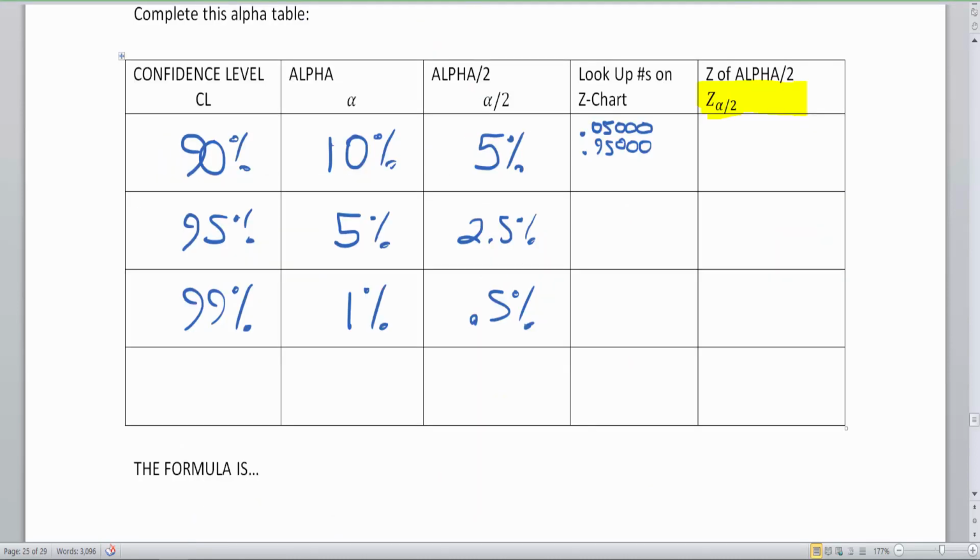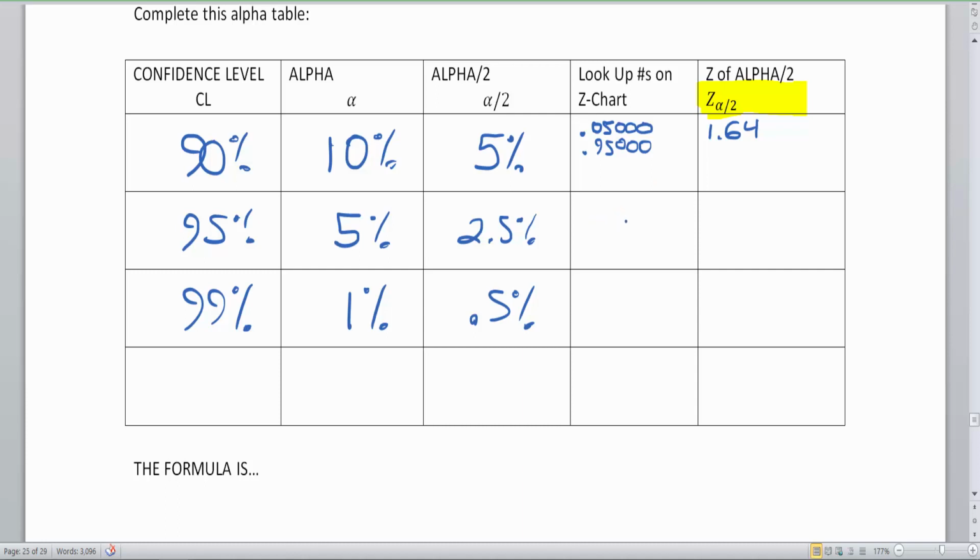I'm going to go to my chart and I'm going to use 1.64. All right, so now I found my z of alpha divided by 2, and I'm going to do this for the other ones too. I'm going to get all of these listed, and then I'll tell you what to use if we had a more accurate chart, if we actually could go further with decimals.